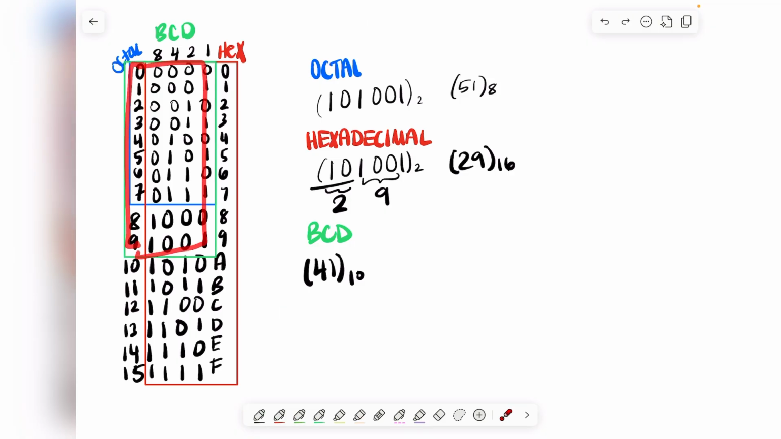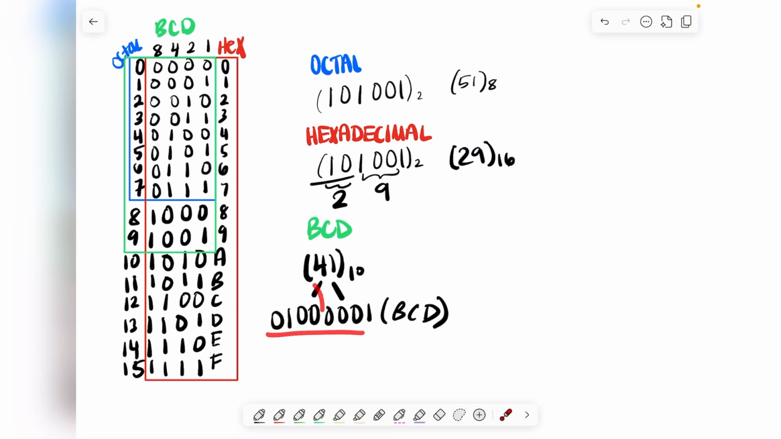This is our green box. This is our decimal numbers, and this is our BCD code. So you would search for 4. What is 4's BCD code? It's 0010. So 0010, and then you search for 1. What is 1's BCD code? It's 1000. 1000. And that's it. This is 41 in BCD.